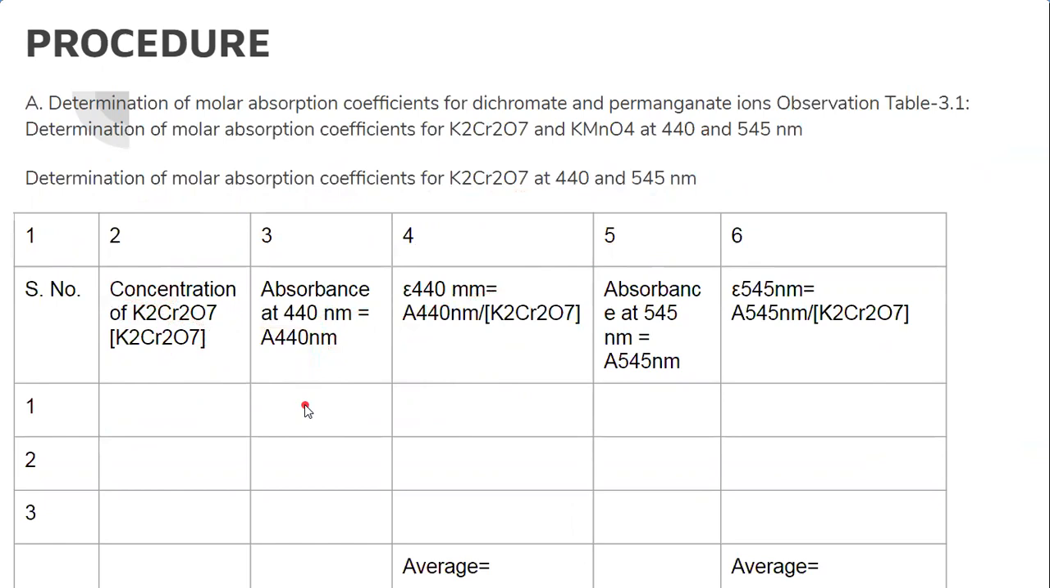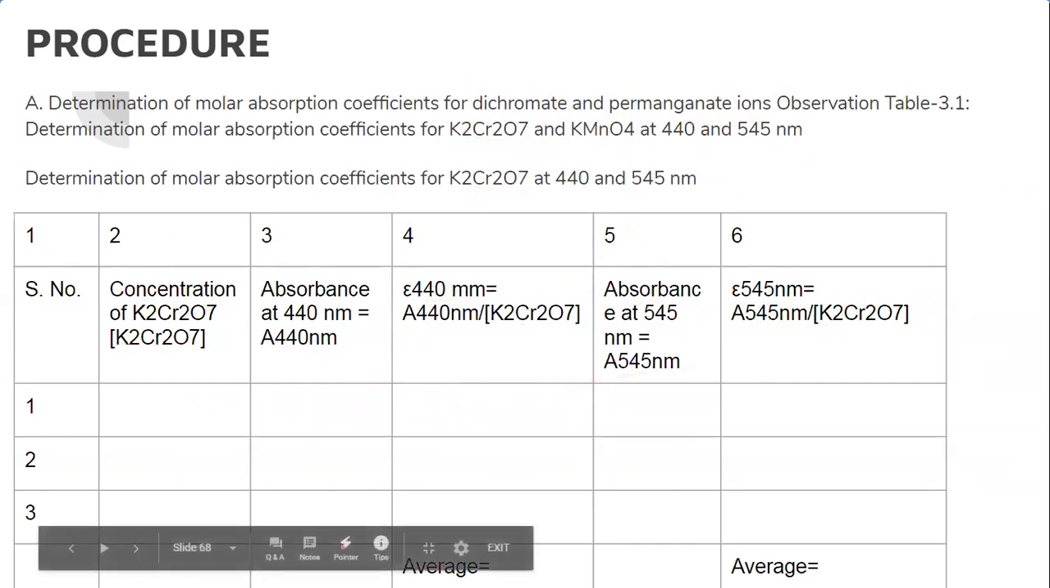Next, by applying the Beer-Lambert law: absorbance A is equal to epsilon C into L. Here L is the path length. The path length is always maintained constant, so we can take it as A equals epsilon C. So epsilon is equal to what? We need to send C to the left-hand side, thereby A by C equals epsilon. So epsilon is equal to the absorption at 440 nanometers divided by the concentration, and likewise epsilon at 545 nanometers is the absorption at 545 nanometers divided by the concentration of the solution.